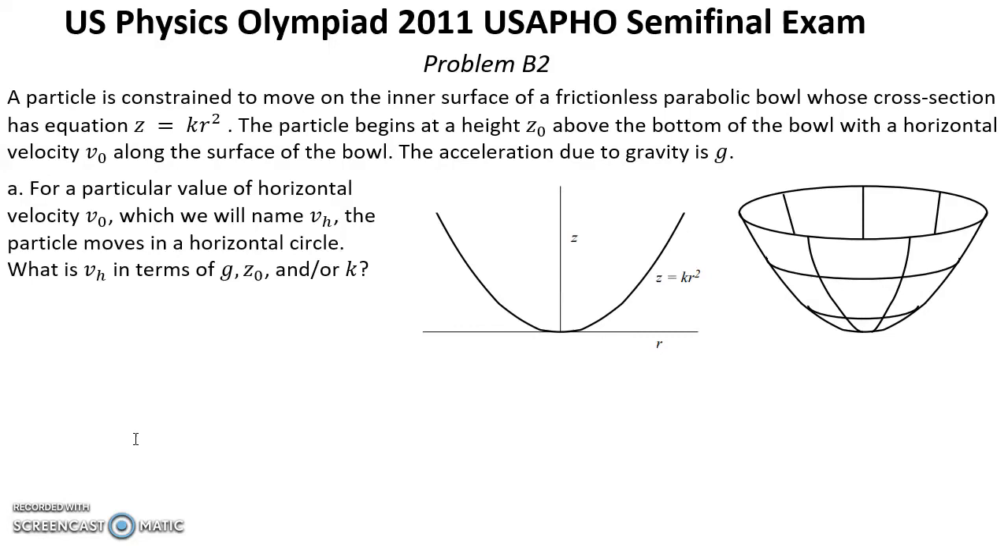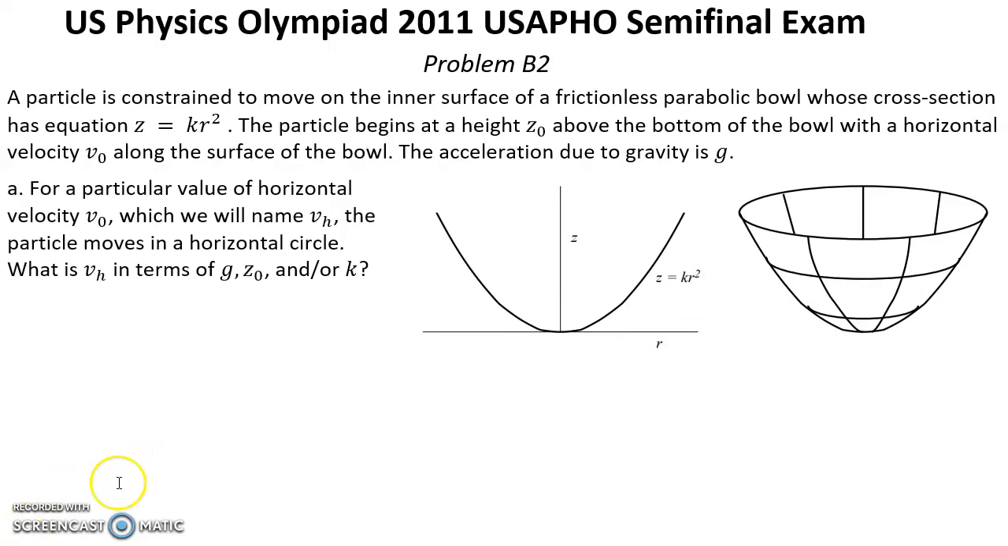Question A. For a particular value of horizontal velocity v0, which we will name vh, the particle moves in a horizontal circle. What is vh in terms of g, z0, and or k?